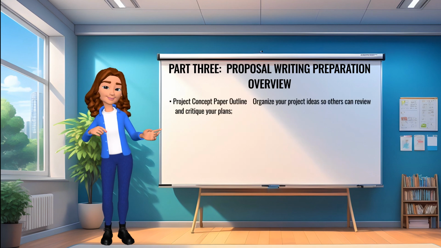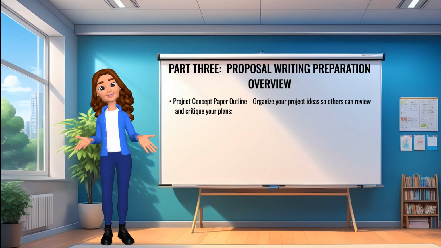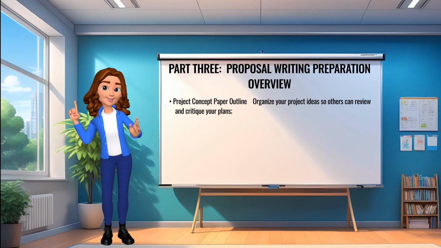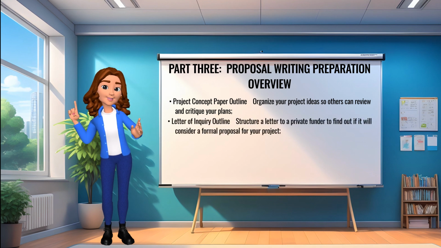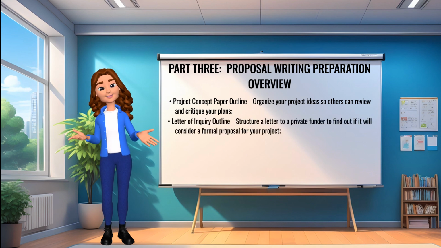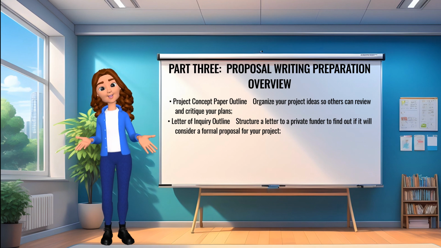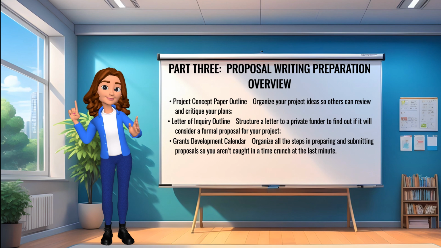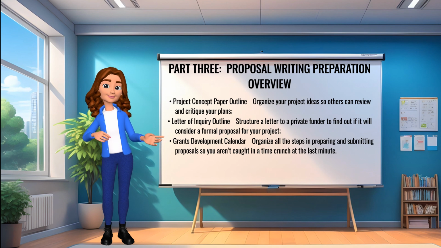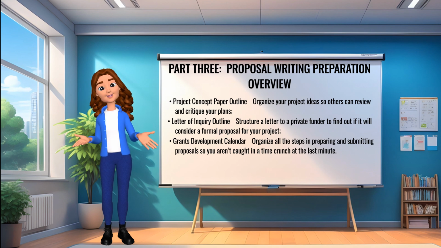Project concept paper outline: organize your project ideas so others can review and critique your plans. Letter of inquiry outline: structure a letter to a private funder to find out if it will consider a formal proposal for your project. Grants development calendar: organize all the steps in preparing and submitting proposals so you aren't caught in a time crunch at the last minute.